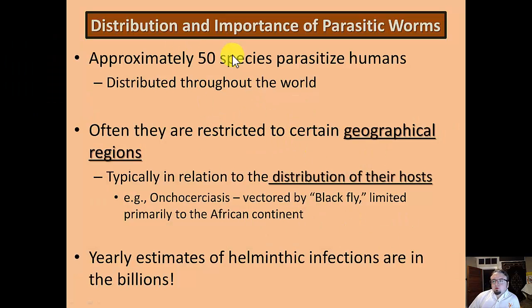Couple more notes here. Worms are pretty rare in the U.S. outside of our pets. It's pretty uncommon for people to pick them up. However, in different parts of the world, these are significantly more common. Outside of the U.S., they are fairly common in third world nations, although in first world nations like the United States and others, they're pretty uncommon.